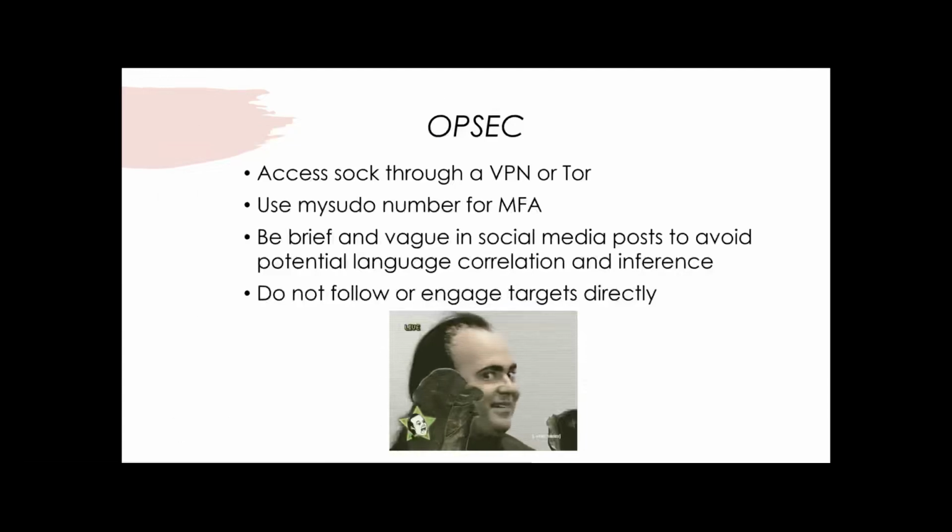OPSEC. As an attacker, these are some things that you might do in order to maintain low visibility and not blow your cover. So in order to remain anonymous, you will use your sock account through a VPN or Tor. You'll use the pseudo phone number that we just created for MFA so that you cannot be tied back to the account, and you will want to be brief and vague in your social media posts to avoid potential language correlation and inference.